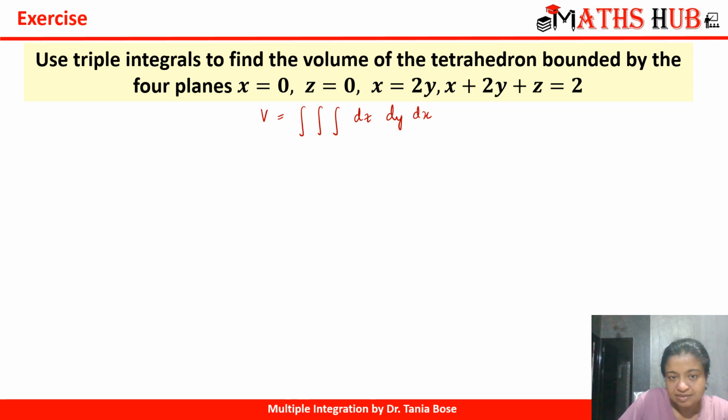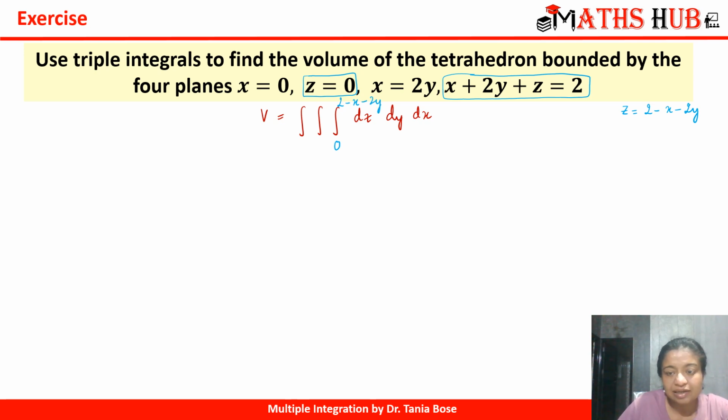You can see that z is equal to 0 here, and there is one more plane, that is x plus 2y plus z is equal to 2. From the equation of the plane, we get the limits of z from 0 to, solving for z, 2 minus x minus 2y.